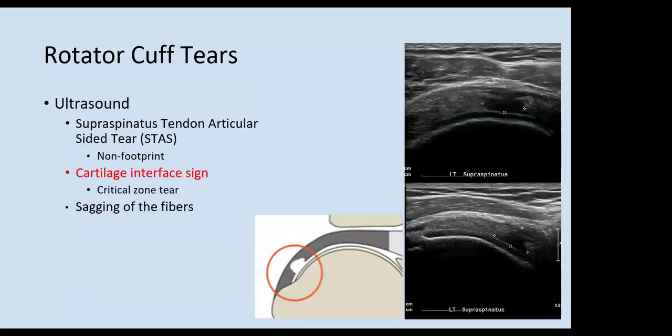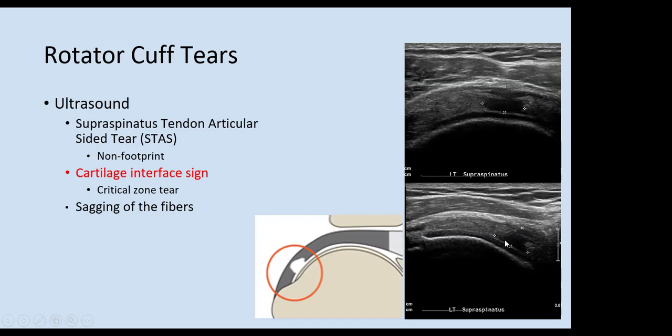So the case we looked at was a footprint partial articular sided tear. We have another case here where actually the tear is in the critical zone. And this type of tear is called the STAS tear, which stands for supraspinatus tendon articular sided tear, but that is not in the footprint. The one in the footprint is called PASTA, we will look at in a minute, but this one is called STAS. STAS involves the critical zone of the supraspinatus tendon.